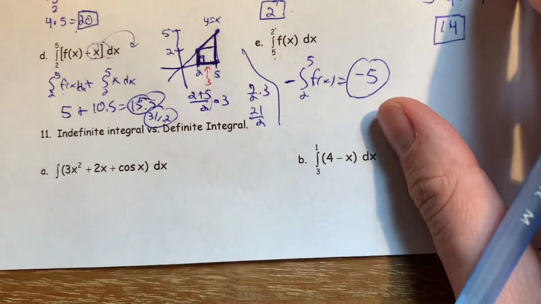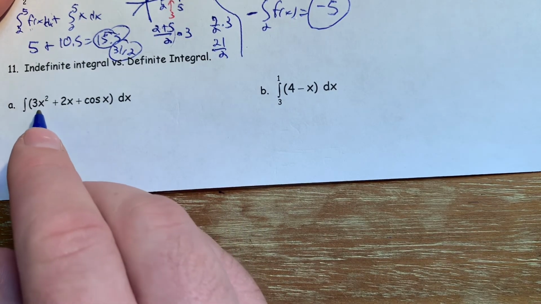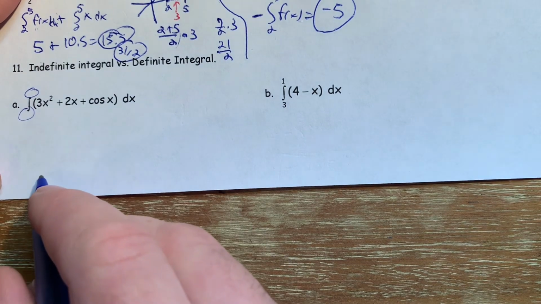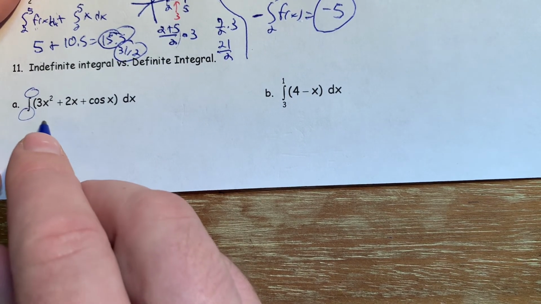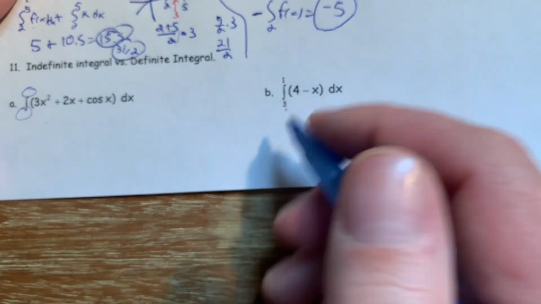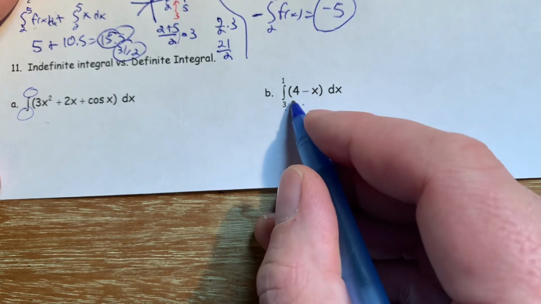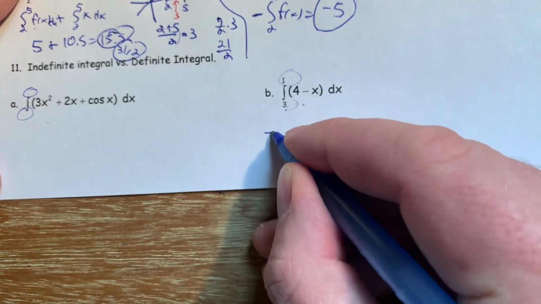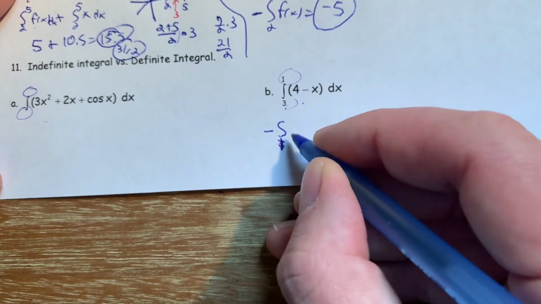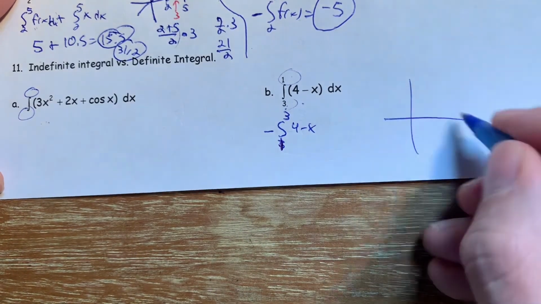Okay, the last thing we're going to talk about is this is an indefinite integral. It doesn't have anything at the beginning or the end, and we will talk soon about what this means. This is a definite integral. It means what is the area between the x-axis and this function, although this one is backwards, so we would need to rewrite it as the negative of the integral from 1 to 3 of 4 minus x, and then you would just graph 4 minus x.